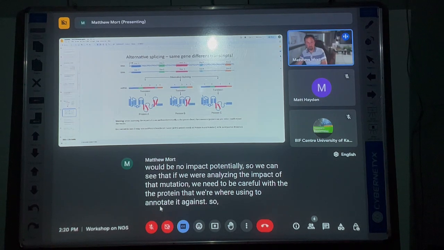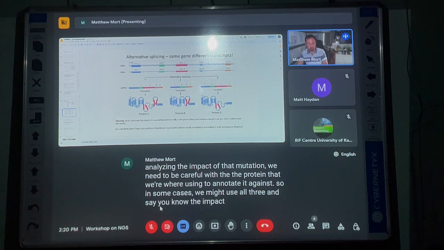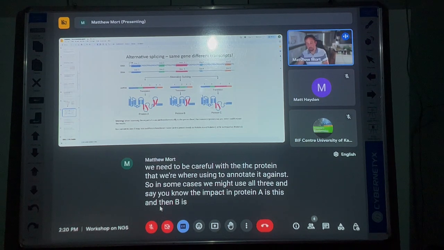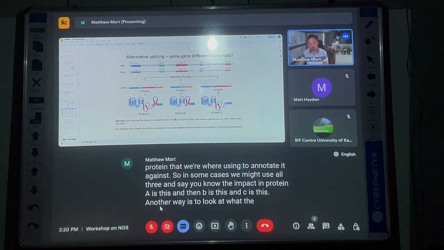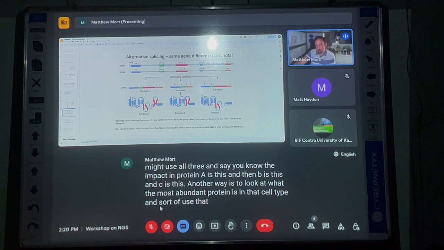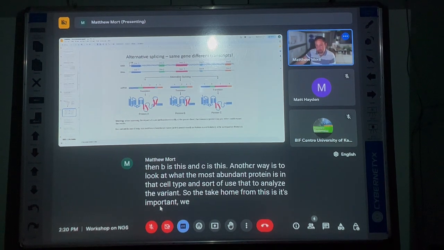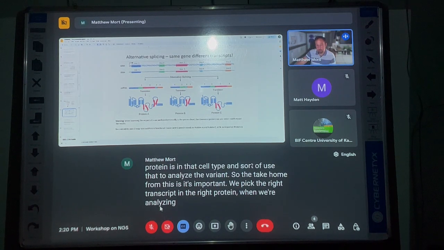In some cases we might use all three and say the impact in protein A is this, and B is this, and C is this. Another way is to look at what the most abundant protein is in that cell type and use that to analyse the variant. The take home from this is that it's important we pick the right transcript and the right protein when we're analysing a variant, because that can change your results.